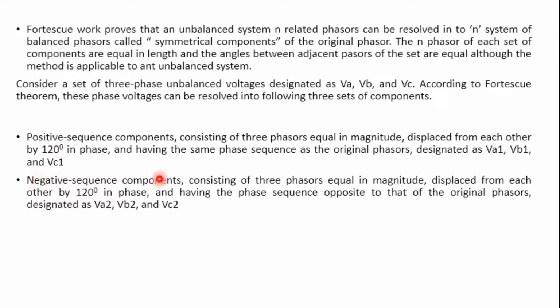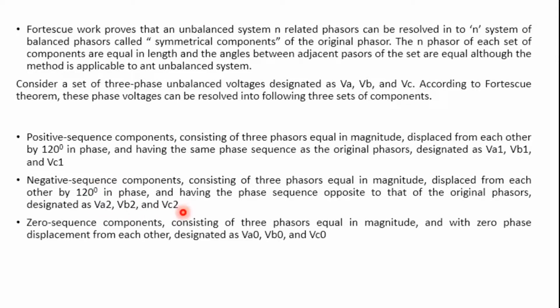Then the negative sequence component. It consists of three phases equal in magnitude, displaced from each other by 120 degrees in each phase, and having the phase sequence opposite to that of the original phases. It means that if A is the reference, in place of B you should have C and vice versa. These are designated as VA2, VB2, and VC2. Wherever we write a 2, it is the negative sequence component of A, B, and C.